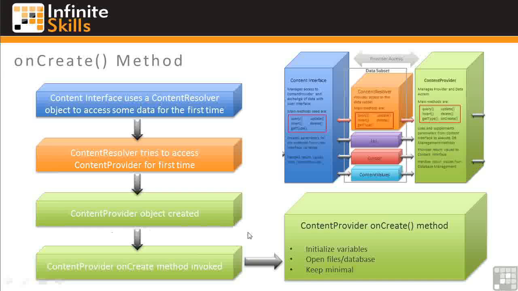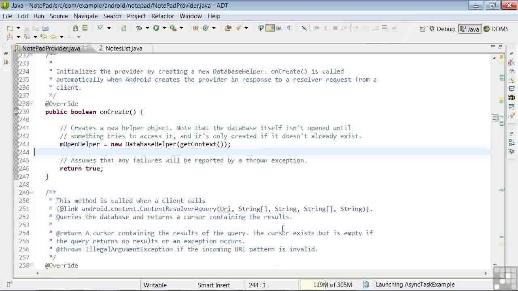In the onCreate method, the app does things like opening files and databases, and the work done there should be kept minimal. Let's take a look at the onCreate code for our content provider in the app. In the Notepad provider Java file, at statement 239, we have the onCreate method. All it's doing is creating a database helper object, which will handle opening the database when it's first accessed. And we'll learn about the database helper in the lesson on databases.